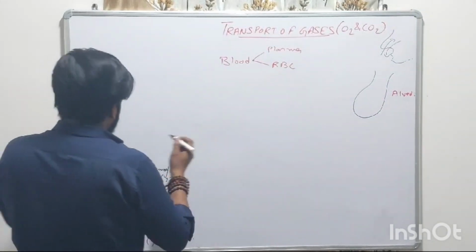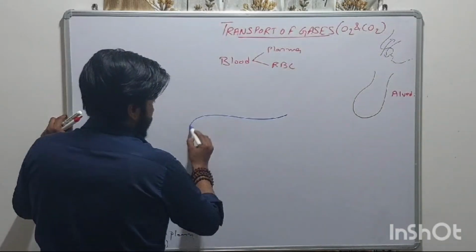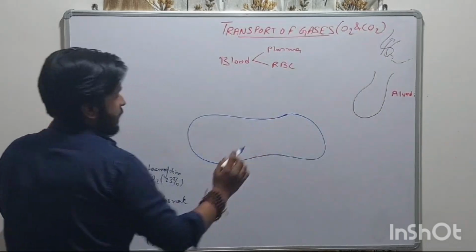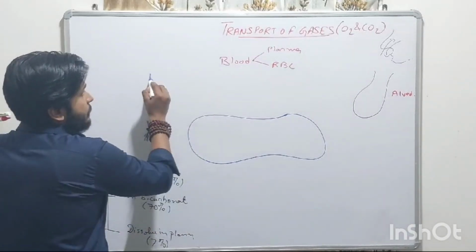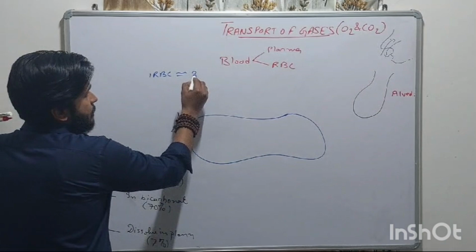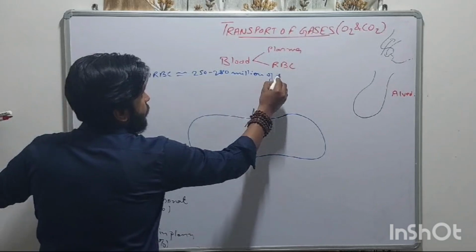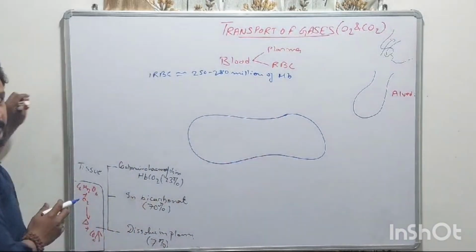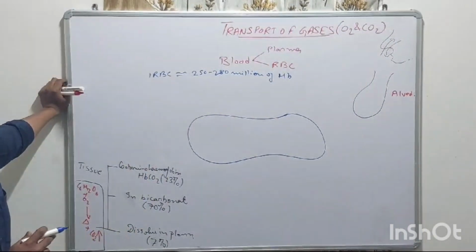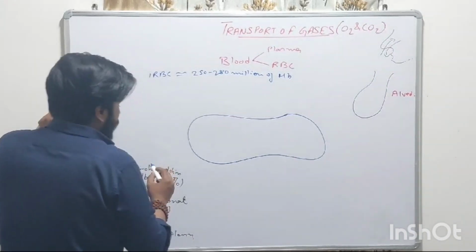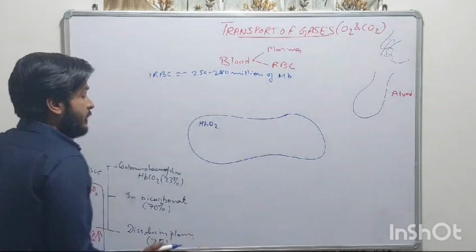So I am creating a basic RBC structure here, just to make you memorize what happens during the transportation. I have said one RBC consists of about 250 to 280 million molecules of hemoglobin. And now, which is the pigment? Heme is the iron part where the oxygen is joined, and globin is the protein part where the CO2 is joined. Now, the hemoglobin initially was having O2, which was received by the alveoli itself.